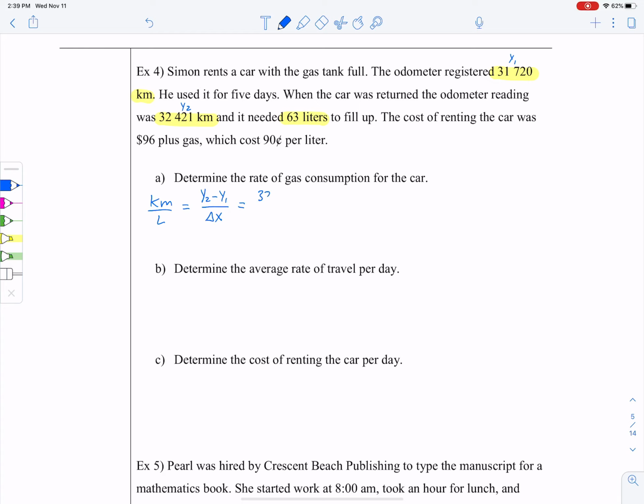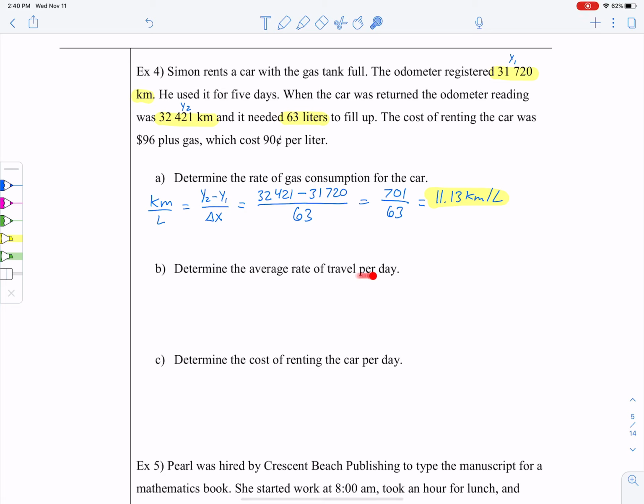So our kilometers, we had 32421 minus 31720, and we had 63 liters. 32421 minus 31720 gives you 701 over 63. And then if you divide 701, you get 11.13 kilometers per liter. So that's the gas consumption for the car.